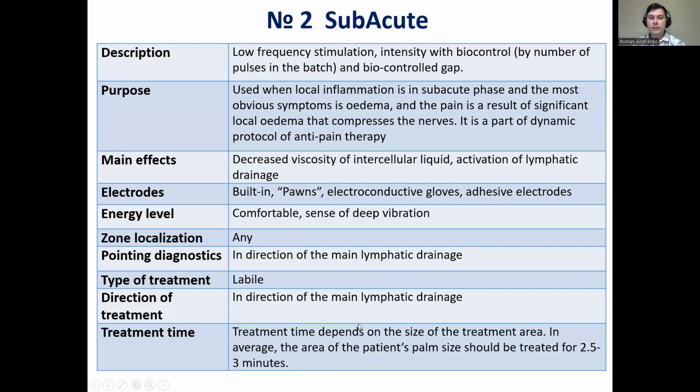And we spend 2.5 to 3 minutes for every single area of the patient's palm size, because that depends on the patients as well, because some patients have big palms or small palms. It is a convenient way to measure the size of the area, right? Right.